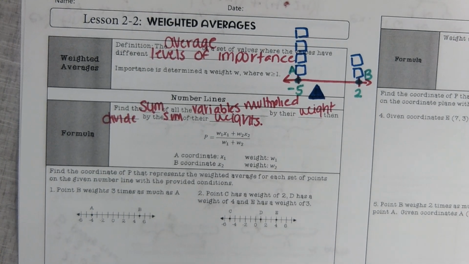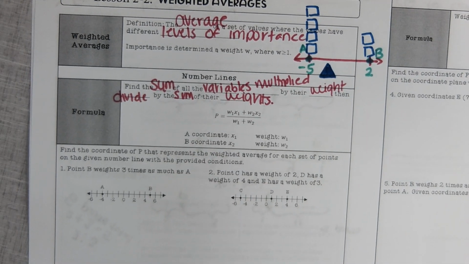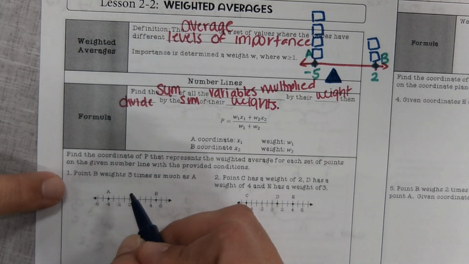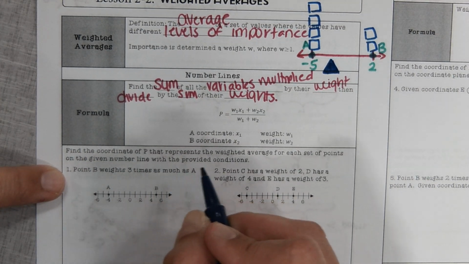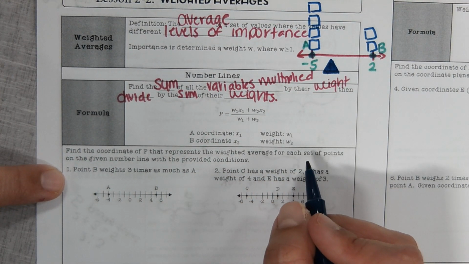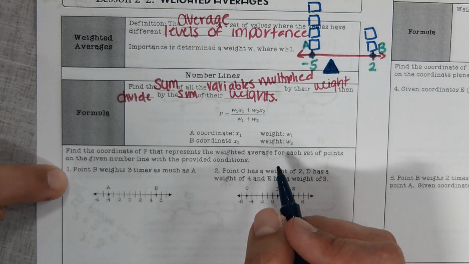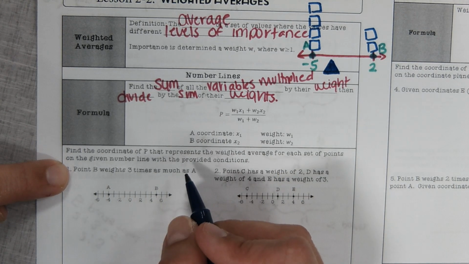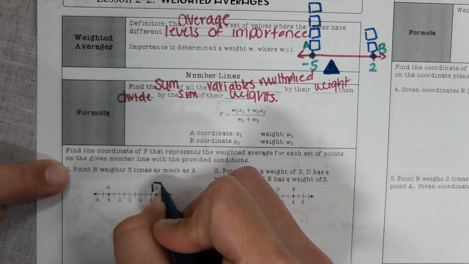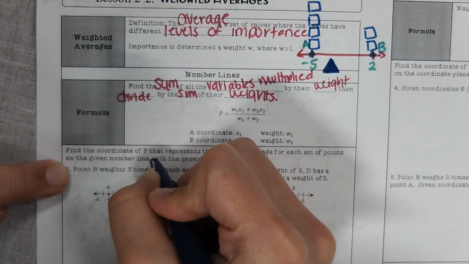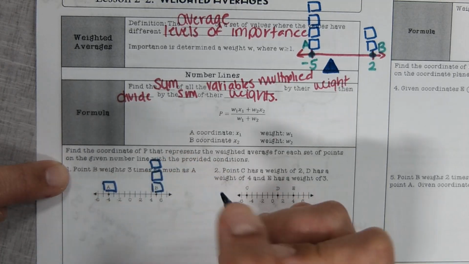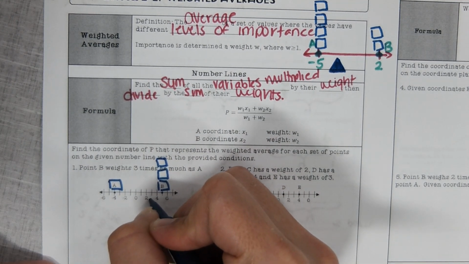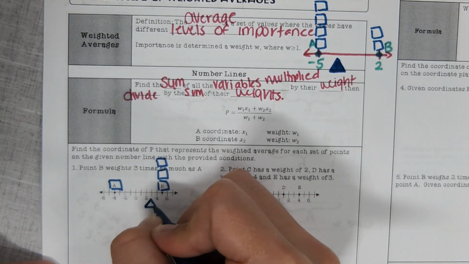Okay, so how does this work mathematically? Let's see. So we're going to look down here. It says, find the coordinates of P that represent the weighted average for each set of points on the given number line with the provided conditions. So it says point B has a weight that's 3 times as much as A. So B has 3 weights, essentially 1, 2, 3, and A has 1 weight. We're trying to find a place where it balances. So since this has more weight, the balance point would be like over here somewhere.